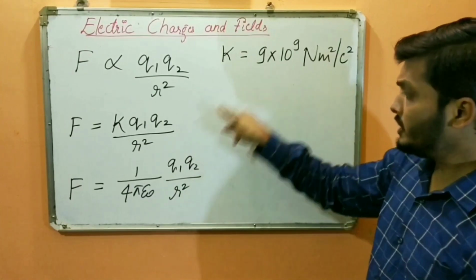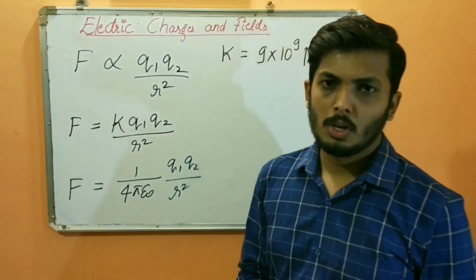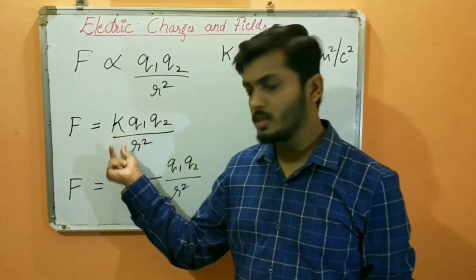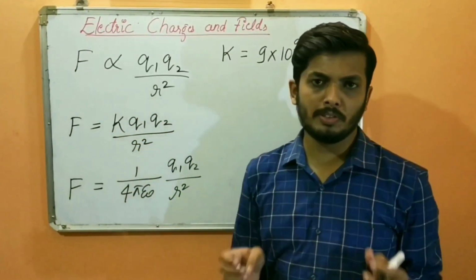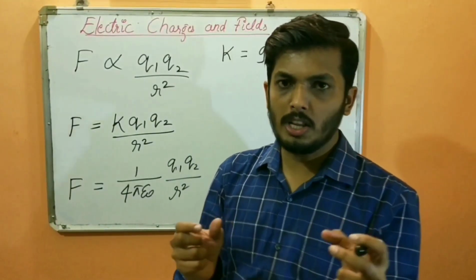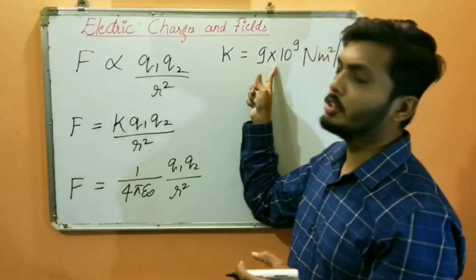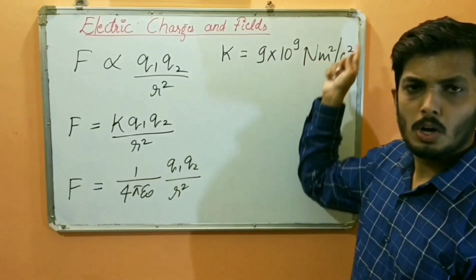Okay. Now this value of K depends upon the medium. So this value is not a constant. It varies from medium to medium. It depends upon where you are placing the charge. If you place the charges in air or in a vacuum, then the value of K is found to be 9 into 10 to the power 9 Newton meter square per Coulomb square.